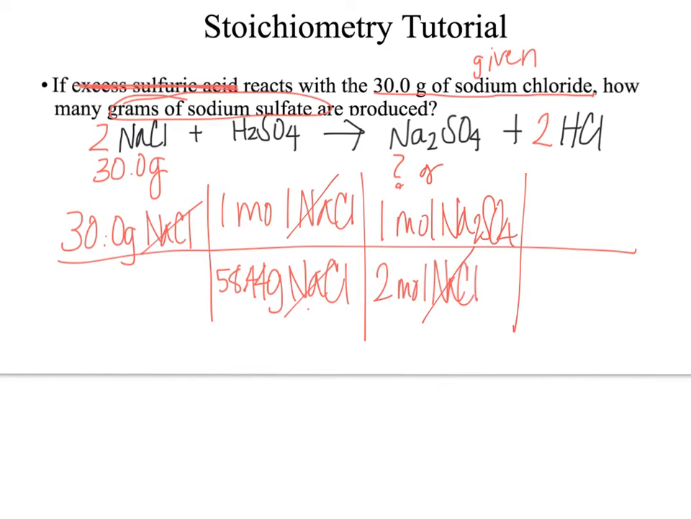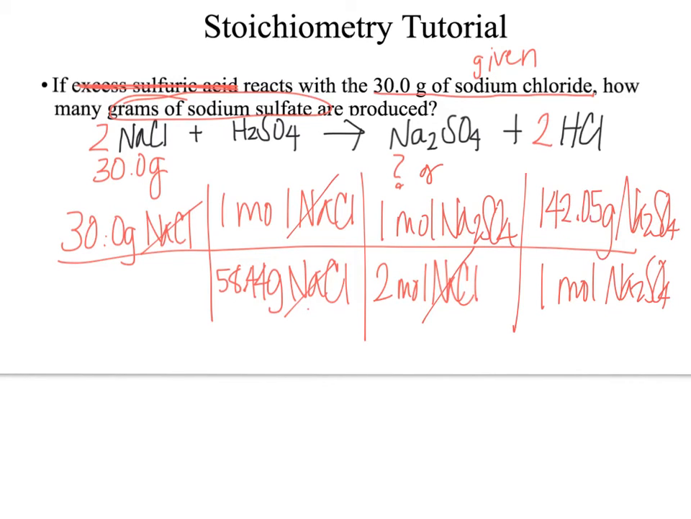And we're going to need a molar mass because we're trying to go moles to grams. And the only way to go from moles to grams is use a molar mass. So we're going to put 1 mole of sodium sulfate. And then we're going to get the molar mass of sodium sulfate to go on the top. So we need 22.99 for sodium times 2 plus sulfur is 32.07 plus 4 times 16 for oxygen. And when we add all that up, we get a molar mass of 142.05. So now we're ready to do our calculations.